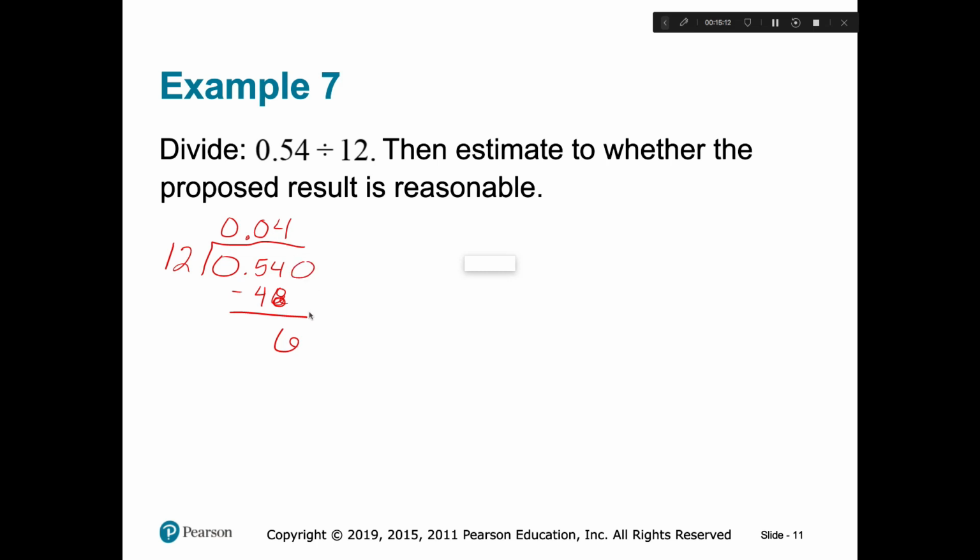Add a 0 and drop it down. 12 goes into 60 5 times. Does that work out evenly? Well, yes, it does. So I am done with that division problem.